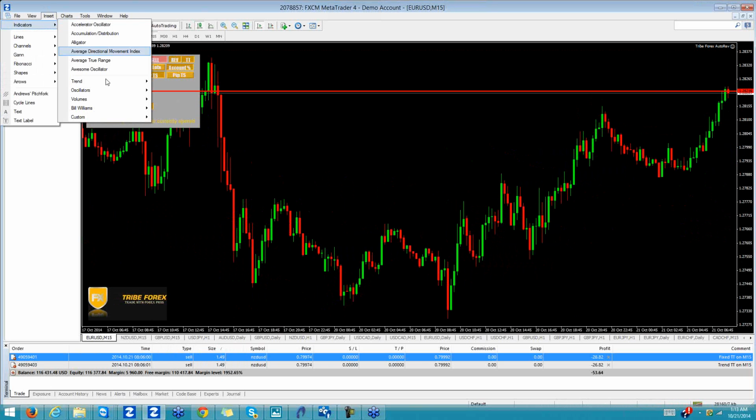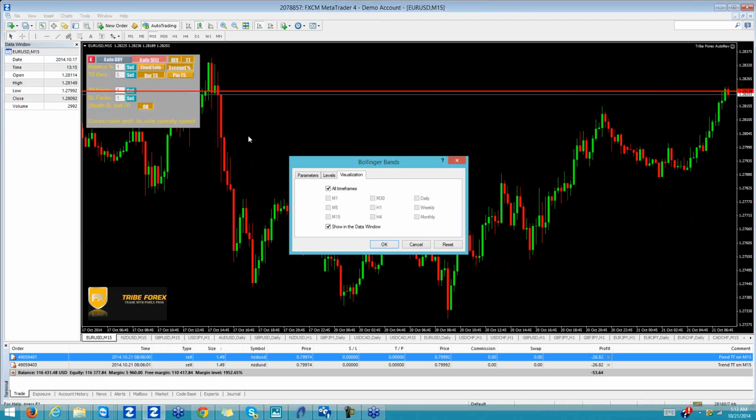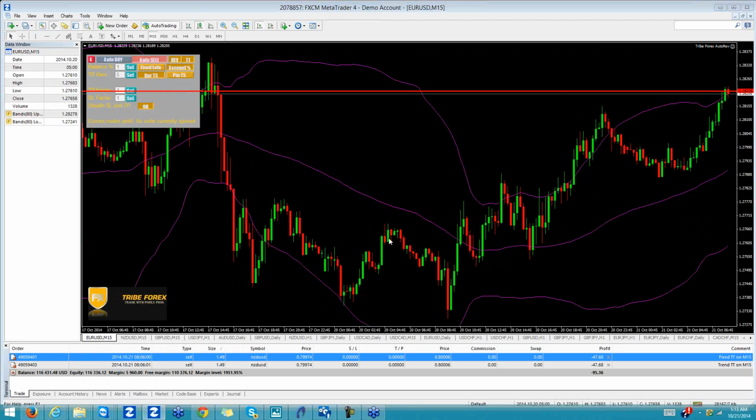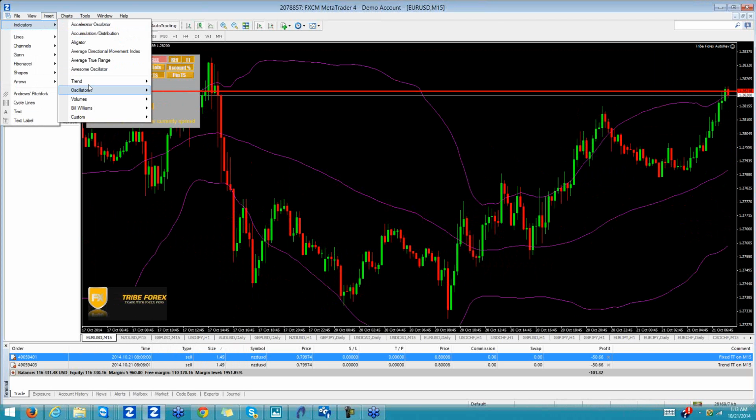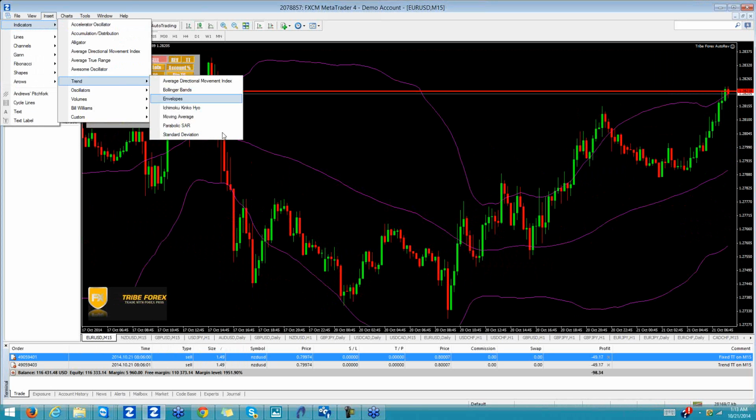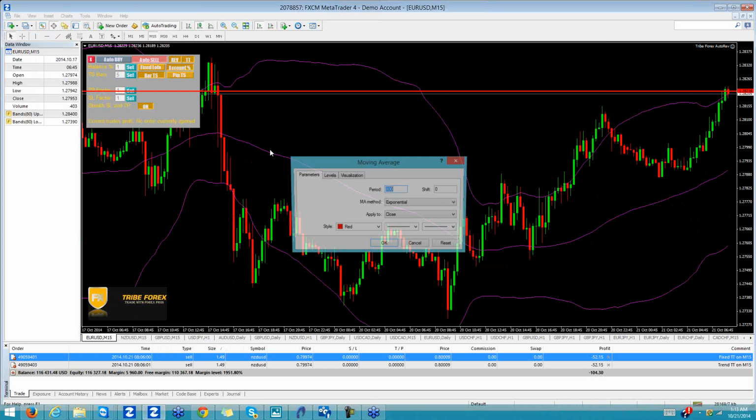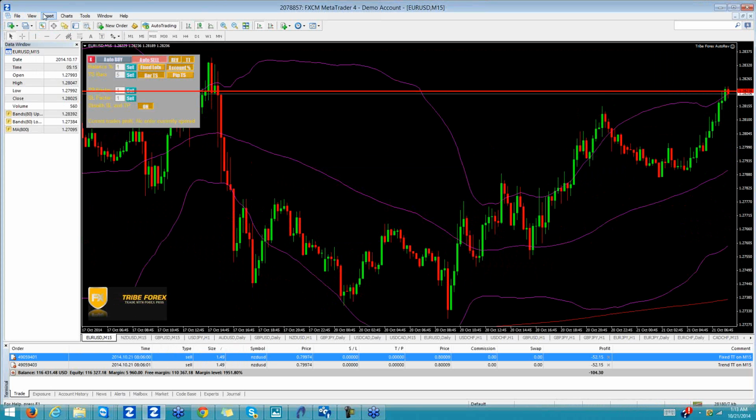So I'm going to kind of draw in on this chart. Our Bollinger Bands. Our moving averages. The 50, the 200, the 800.